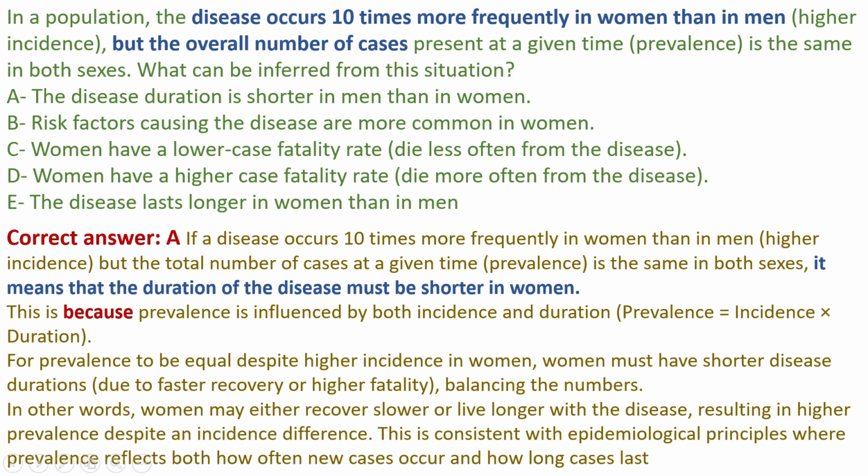In other words, women may either recover slower or live longer with the disease, resulting in higher prevalence despite an incidence difference. This is consistent with epidemiological principles where prevalence reflects both how often new cases occur and how long cases last.